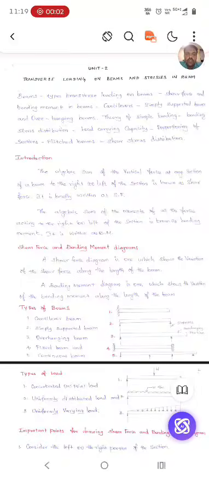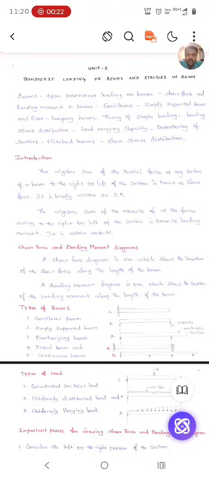Today we discussed the types of beams and loads. What is meant by beam? A beam is a horizontal member carrying a load. A column is a vertical member to carry load, and it is called a column.